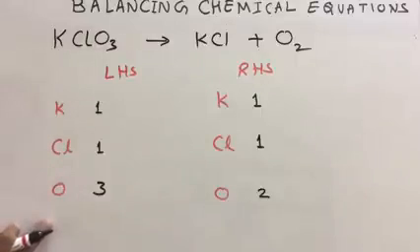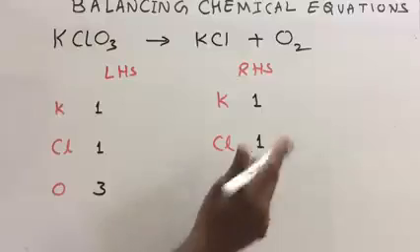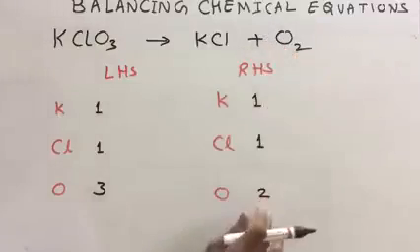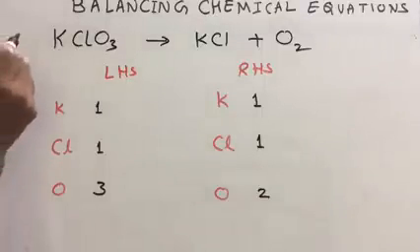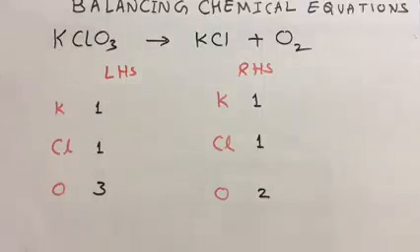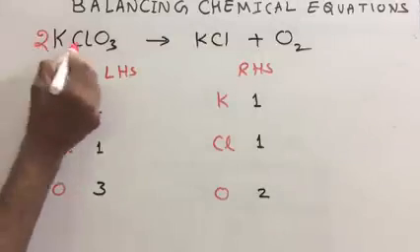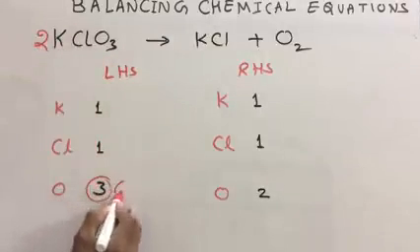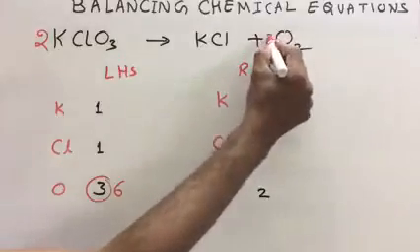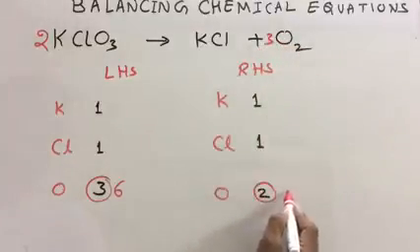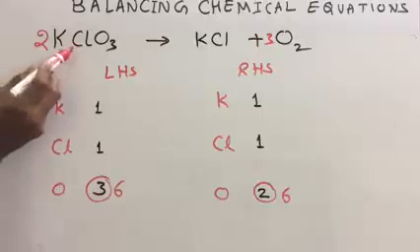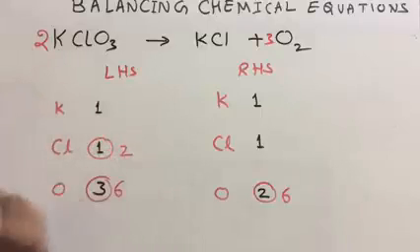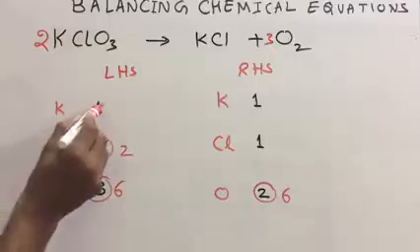Now check with oxygen. Here 3, here 2. If you write 2 here, it will become 4, but it will be unbalanced. And if I write 2 here, then that will be helpful. If I write 2 here, then it will become 2 3s are 6, and I have to write 3 here so that 3 2s are 6. But the number of chlorine and potassium we have to check again. So chlorine now became 2, and potassium became 2.